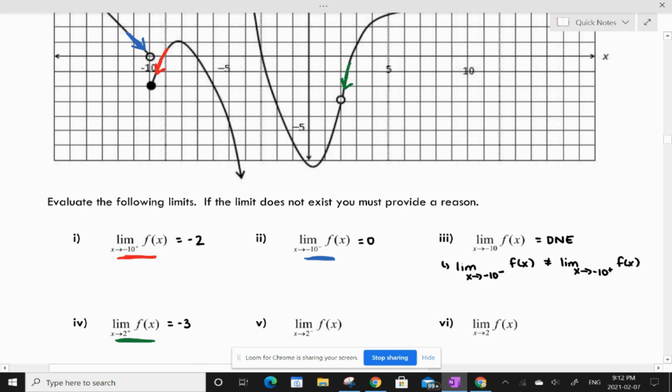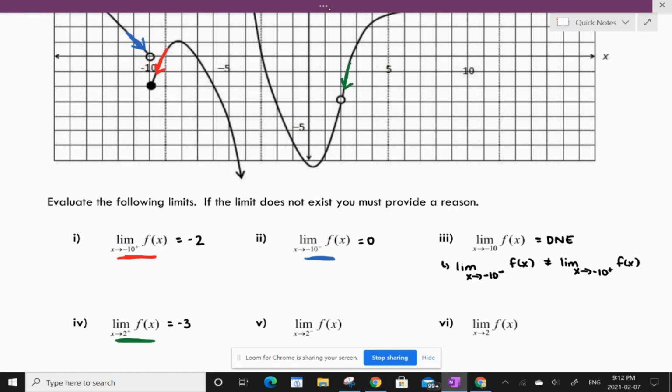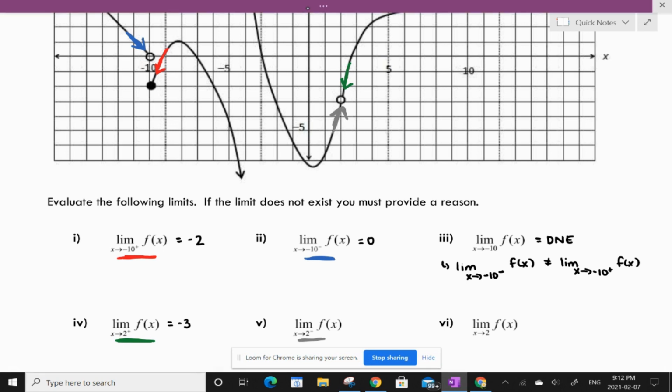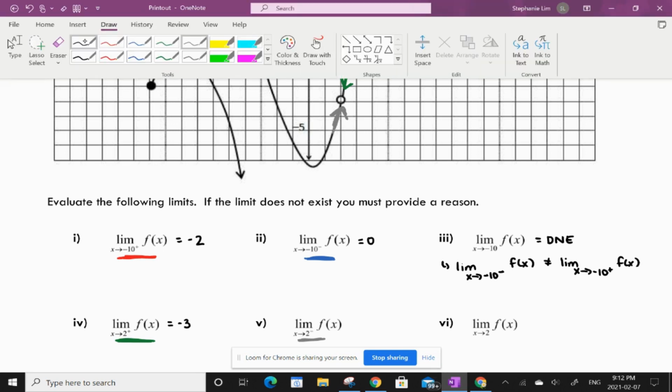Now for my next one, it says the limit as x approaches 2 from the left-hand side for f of x. So I'm going to use gray to help me out for this one. If I'm coming in from the left-hand side of 2, this is the portion of the graph that I'm looking at now. And my y value, it looks like it's approaching negative 3 as well.